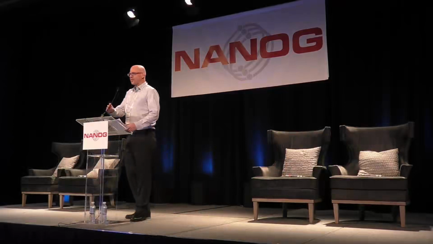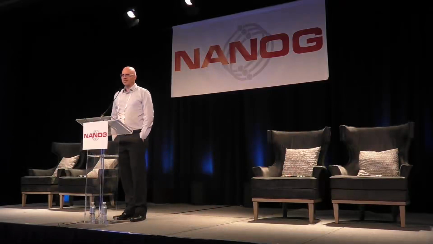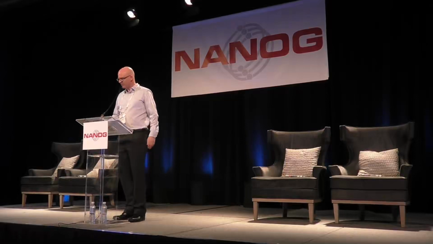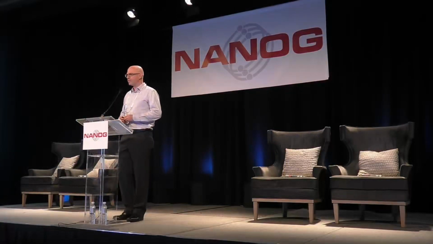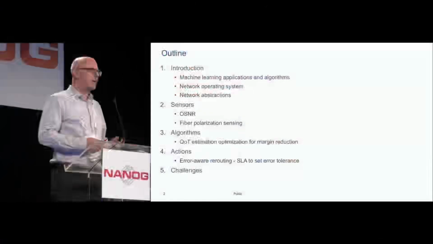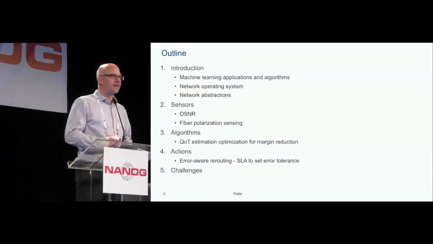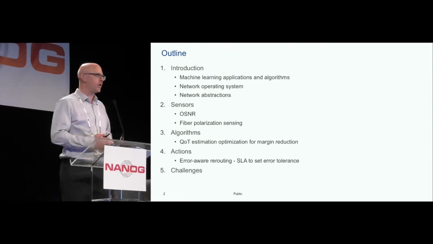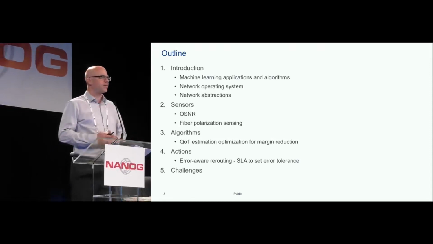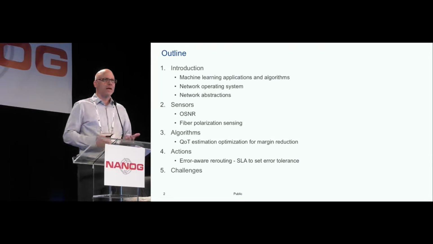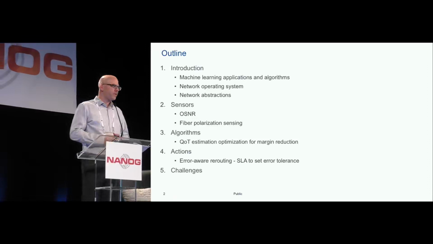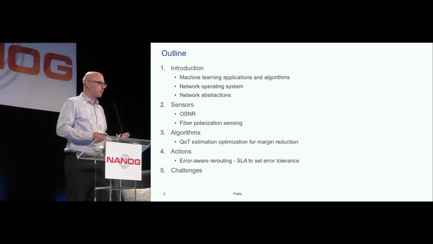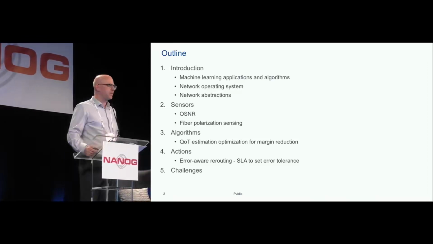So I'm Jesse Simsarian from Nokia Bell Labs. I'd like to acknowledge my collaborators in this, Steve Plote, Marina Totten, and Peter Windsor. I'm going to be speaking about machine learning and optical networks, discussing machine learning applications and algorithms. A big part of this is going to be about a network operating system, because we believe that this is necessary in order to have a really dynamic, controllable network that you can run these intelligent algorithms on top of. And a big part of the network operating system will be network abstractions that I'll be discussing.